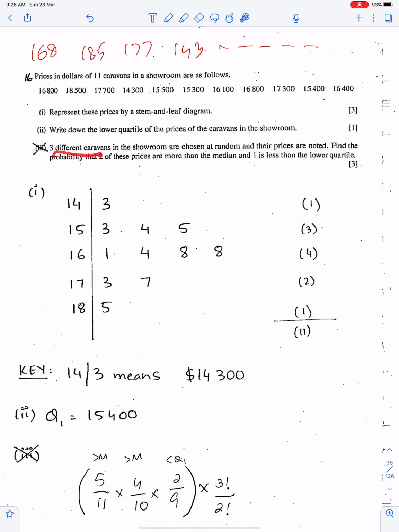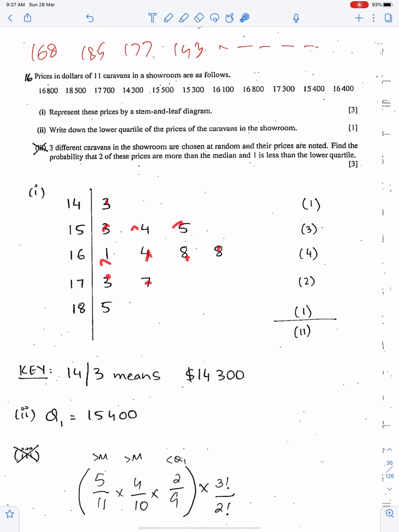Probability. 3 different caravans in the showroom are chosen at random and their prices are noted. Find the probability that 2 of these prices are more than the median and 1 is less than the lower quartile. This is so simple. Lower quartile is this. So below this we have 2 observations, this and this. And median, this is 11, so the 6th observation would be median. 1, 2, 3, 4, 5, 6.